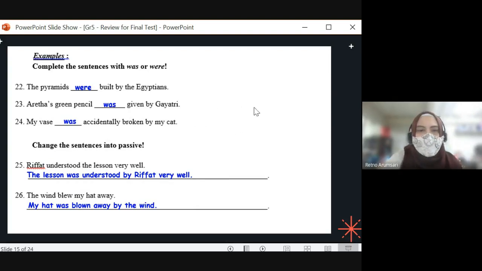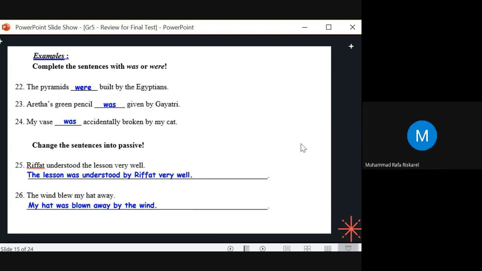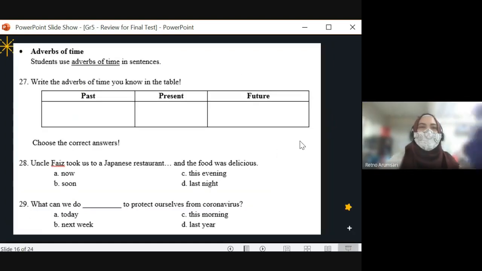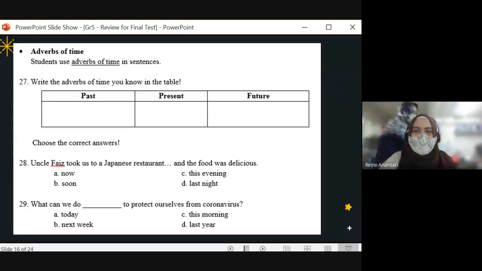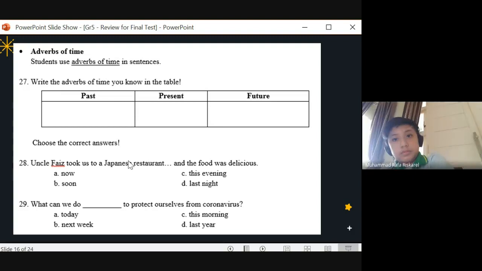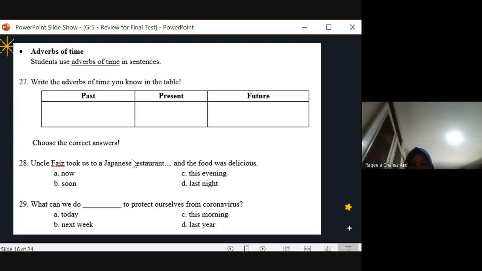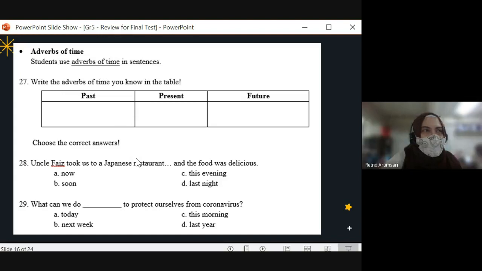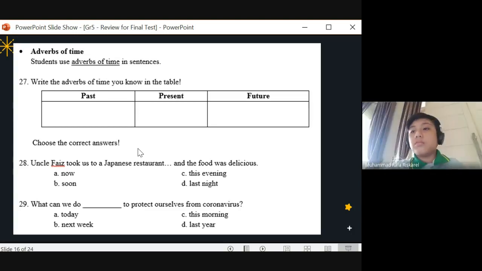Right, can I continue to the next slide? Yes. All right, the next one is about adverbs of time. Now, do you still remember what adverbs of time are? Rakila, what adverbs of time do you know for the past? Yes. Last, what else? Mm, last night, last week, right? What else?